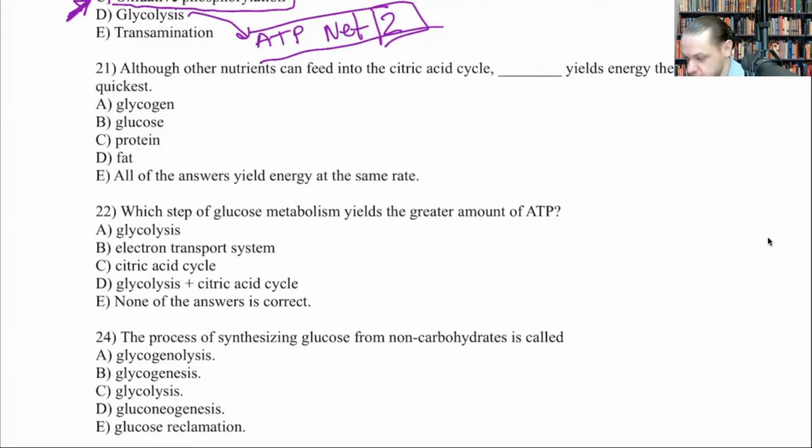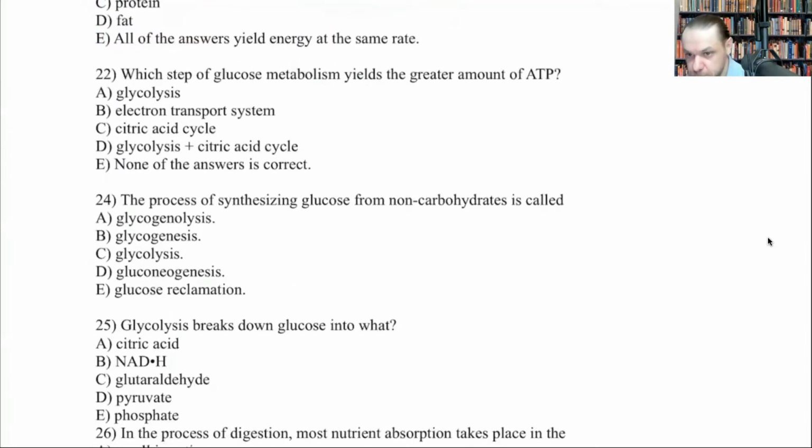Although other nutrients can feed into the citric acid cycle, blank yields energy the quickest. B, glucose. Glucose is correct, right? That's what we want. Glucose in its monomeric form. Very good. Number 22. Ari, would you like to go?